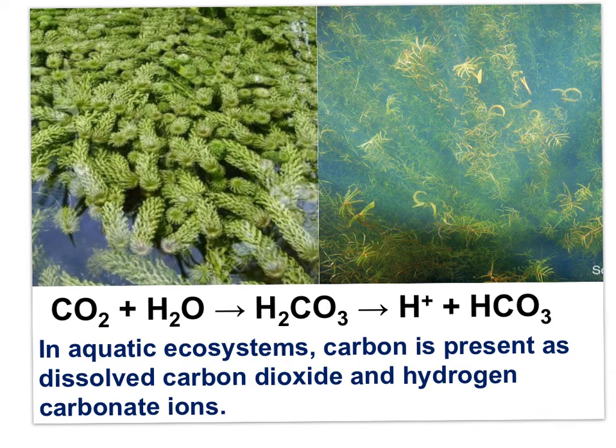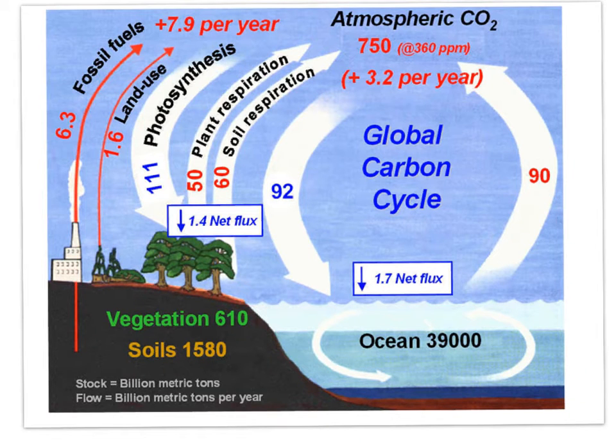So remember, in aquatic ecosystems, carbon is present as dissolved carbon dioxide or hydrogen carbonate ions. CO2 from the air will dissolve and combine with water to form carbonic acid, which dissociates into hydrogen carbonate ions and some hydrogen ions. In this diagram, we can take a serious look at the magnitude of fluxes and storages to analyze net change in atmospheric carbon dioxide.